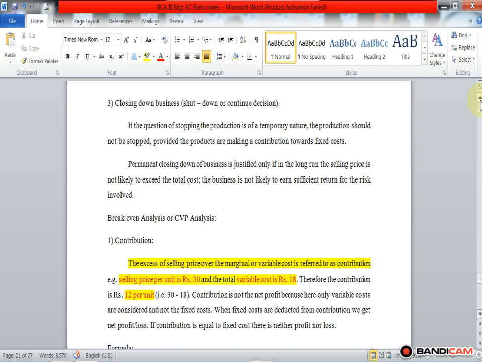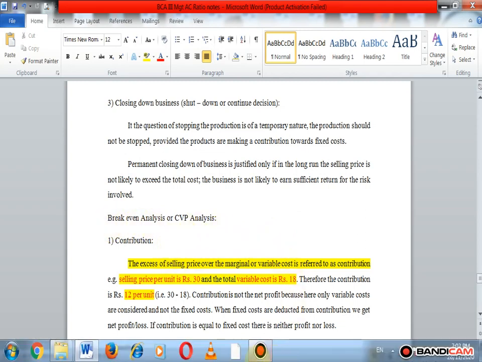If the business earns a profit, for example here the total cost is rupees 20 and the selling price is 25, then the profit is equal to 5, so the company will decide to manufacture or continue the production of the soap. Okay, this is called a continue decision. Now we are going to discuss the break-even analysis or CVP analysis.